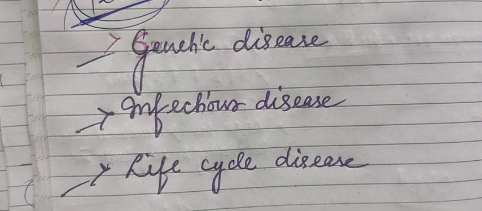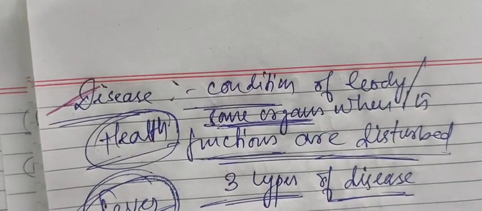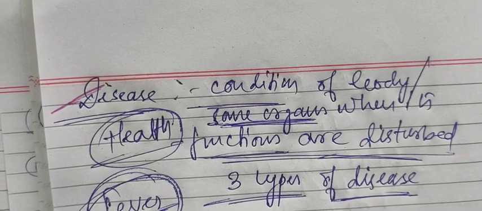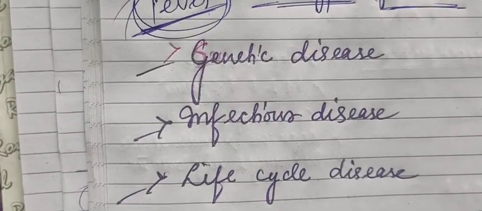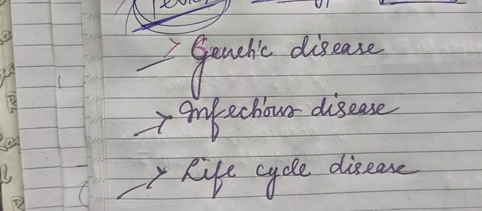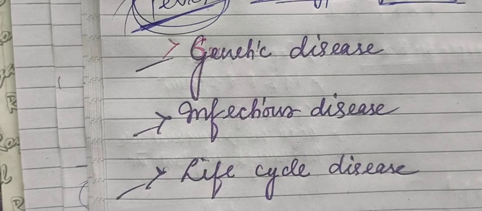Next, what is the meaning of disease? Disease is the condition of the body or some organs where the functions are disturbed. Next, there are three types of disease: genetic disease, infectious disease and life cycle disease.